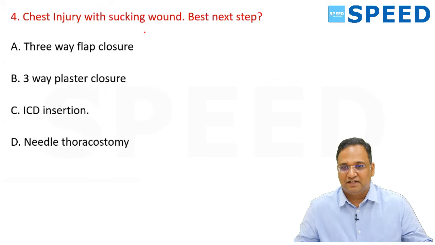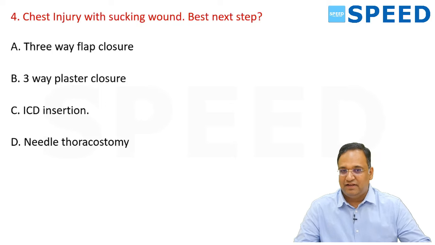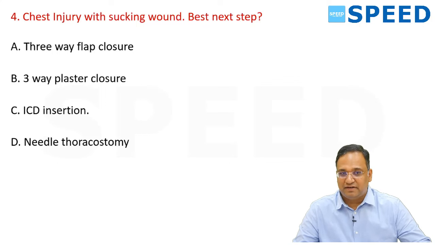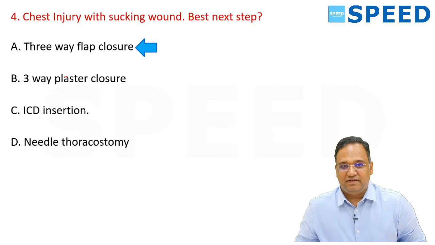Chest injury with a sucking wound, best next step. So, that means it is sucking in air inside with every breath, so a pneumothorax could accumulate and develop. What kind of treatment will the patient require? Of course, an ICD with underwater seal will be done, but what type of drain has to be used? That is the most important. A temporary, time-honoured procedure, but what is the ideal one here? Yes, what did you answer of A, B, C and D? The right answer for this is a 3-way flap closure.